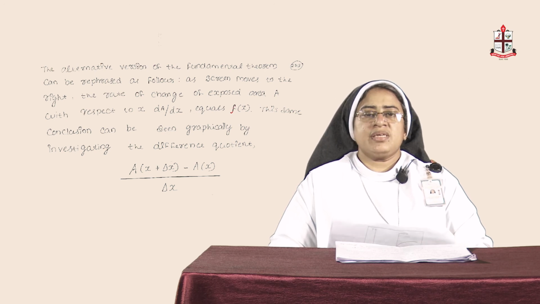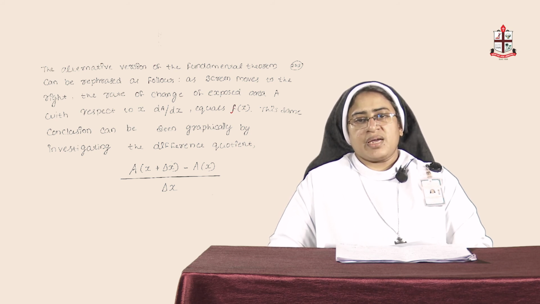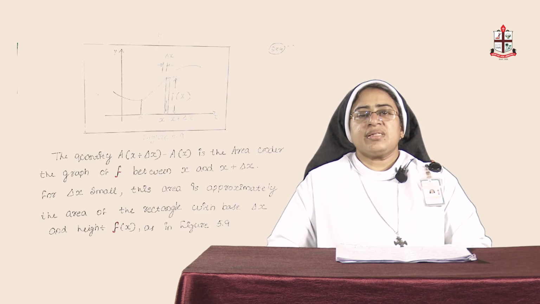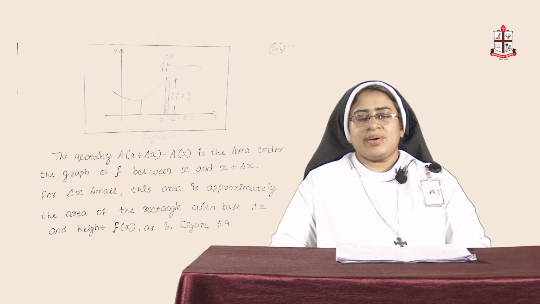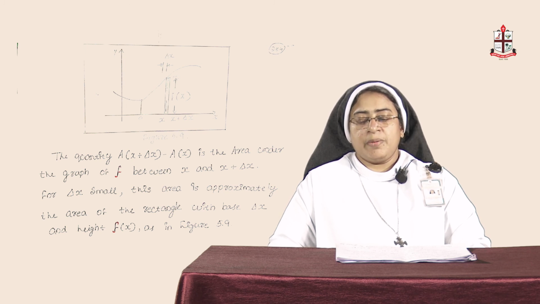The same conclusion can be seen graphically by investigating the difference quotient, that is capital A of x plus delta x, the final value, minus capital A of x, the change in area, whole divided by delta x. In the next slide you can see in the figure that a to x is given, then f of x values you can see, then in between a and x you have marked a small short length delta x, then f of x values are given. So, you can see that the quantity A of x plus delta x, the area, minus A of x is the area under the graph of f between x and x plus delta x. So, for this small delta x, this area is approximately the area of the rectangle with base delta x and height f of x, which is given in figure 5.9.